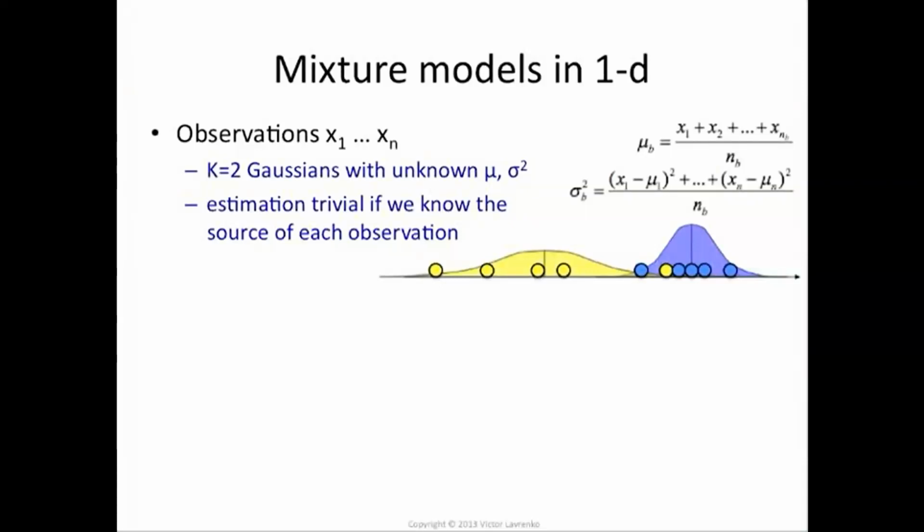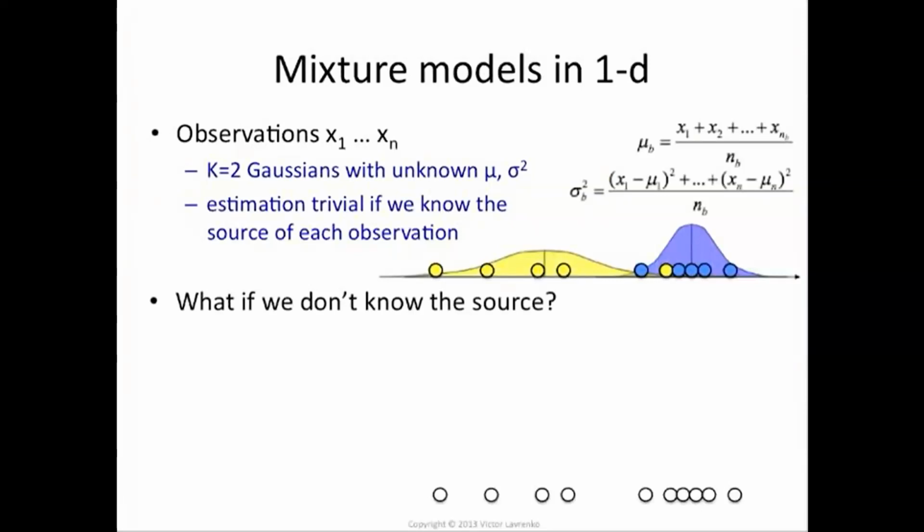Now, this is great. We know how to do this. We did this in the first lecture. And this is based on knowing which point came from which distribution. So what if you don't have that? What if you have just a bunch of data points? You don't know which one of them came from the yellow, which one of them came from the blue. Can we fit the Gaussians now? Well, that's a lot trickier, isn't it? Because now we don't know which ones came from the blue, which ones came from the yellow.